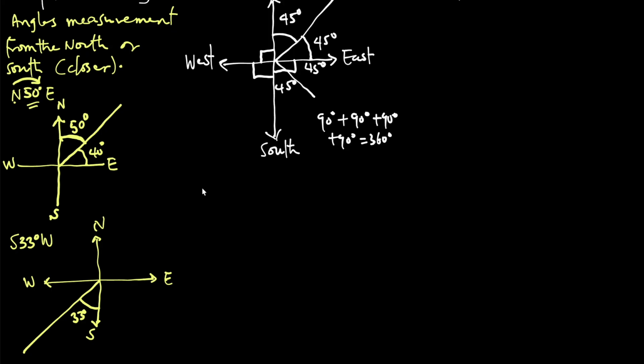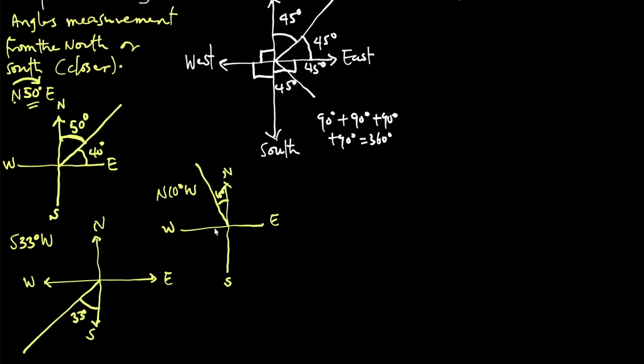So if I ask you, what is north 10 degrees west? You're going to have something like this. So this is the north, this is the south, this is the west, and this is the east. So 10 degrees west is going to be something like this. So you're going to have an angle of 10 degrees. So the angle essentially has to be made with the north-south line for compass bearing.